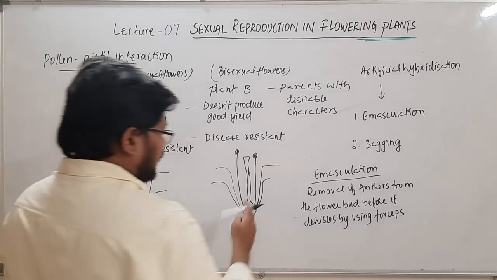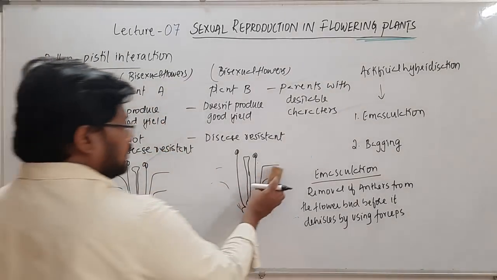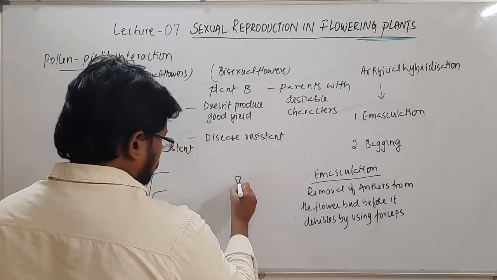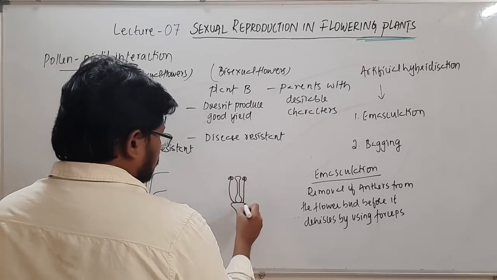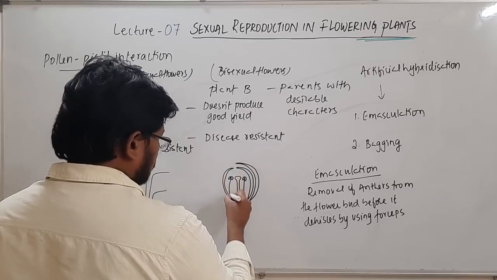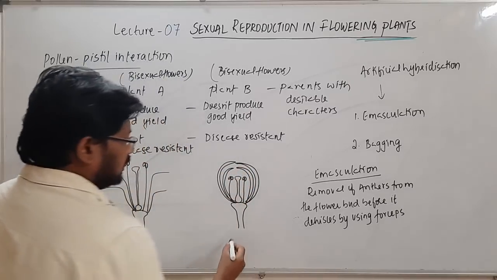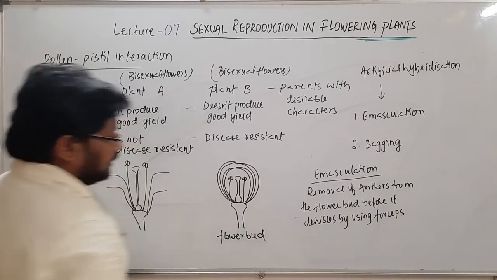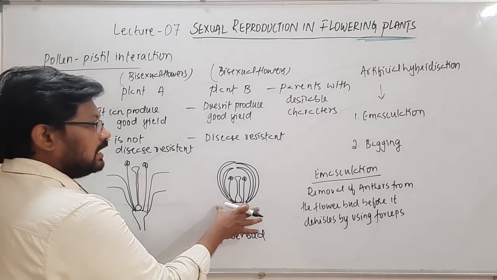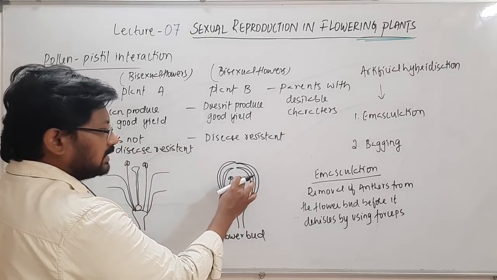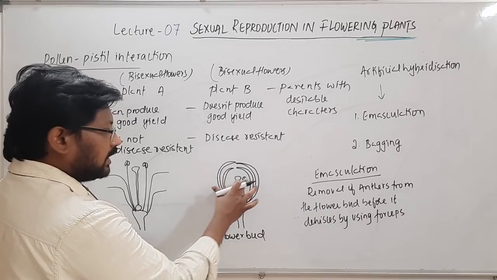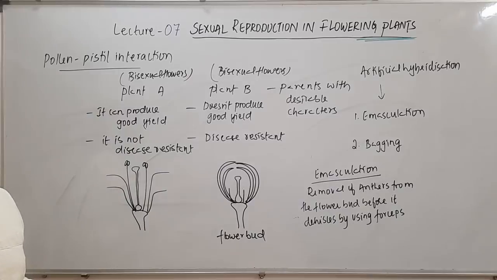Now let's see this in a diagram. Say this is a flower that is not opened yet. This is a flower bud. The first step in artificial hybridization is emasculation, so I am going to remove these anthers. I will slightly open this flower, cut these anthers, and completely remove them. Now the process of emasculation is completed.